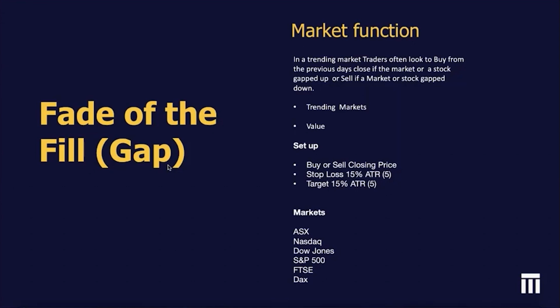in a stock or in a stock market if we've gapped up, or sell a market in a trending market if we've gapped down. So the market needs to be trending. And the reason for this is that there is potentially value in that area. Now, why is there value in that area?